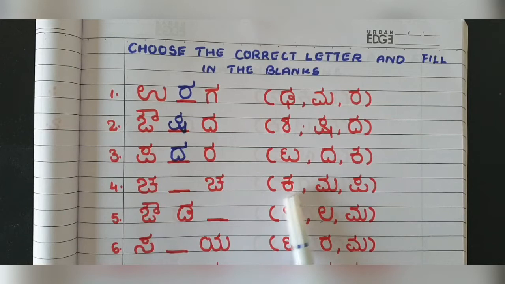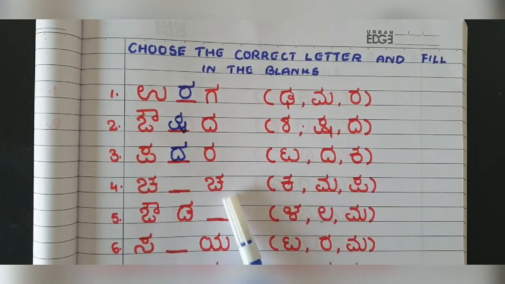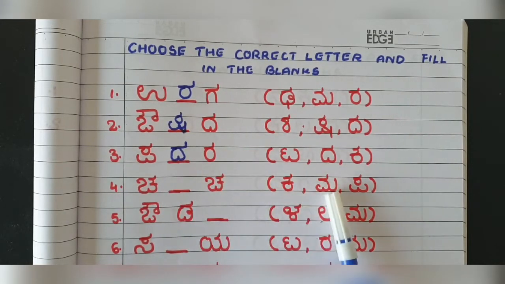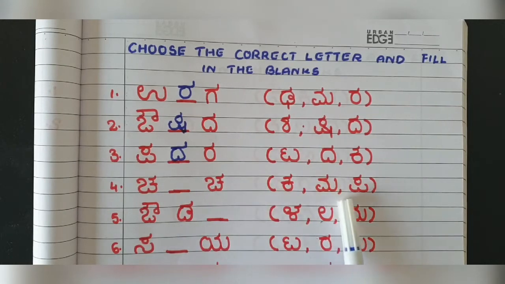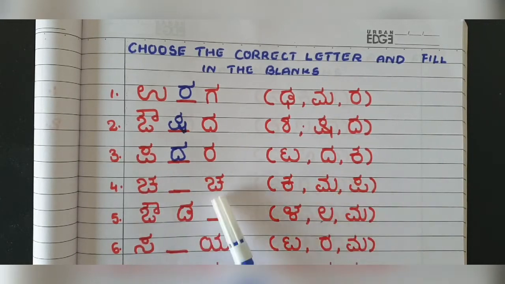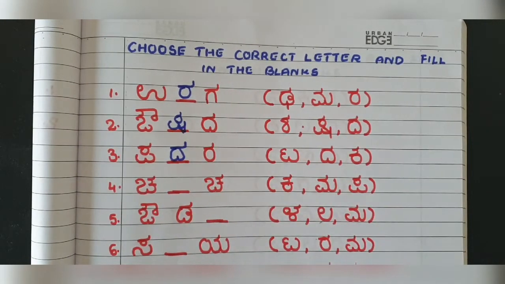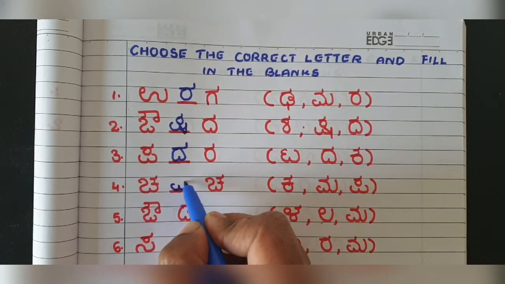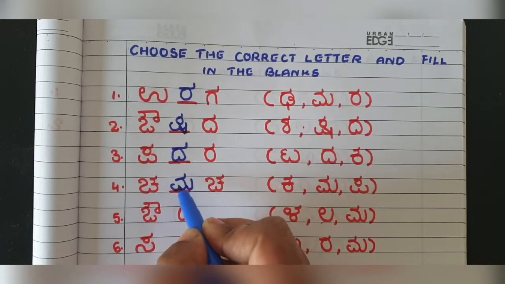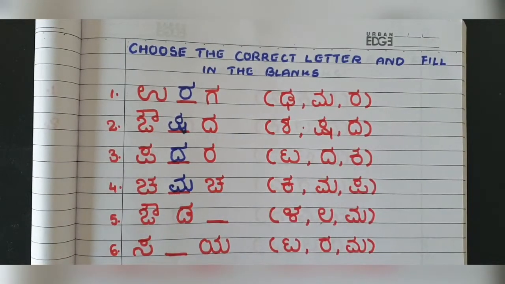So let's try with the first letter, cha ka cha. No, it doesn't make sense. Cha ma cha, right? Chamacha means spoon. We have heard that in our videos. Let's check the last letter, cha pa cha. No, doesn't make sense. So cha ma cha is the right word. So we will write ma here, right? Chamacha means spoon, right?